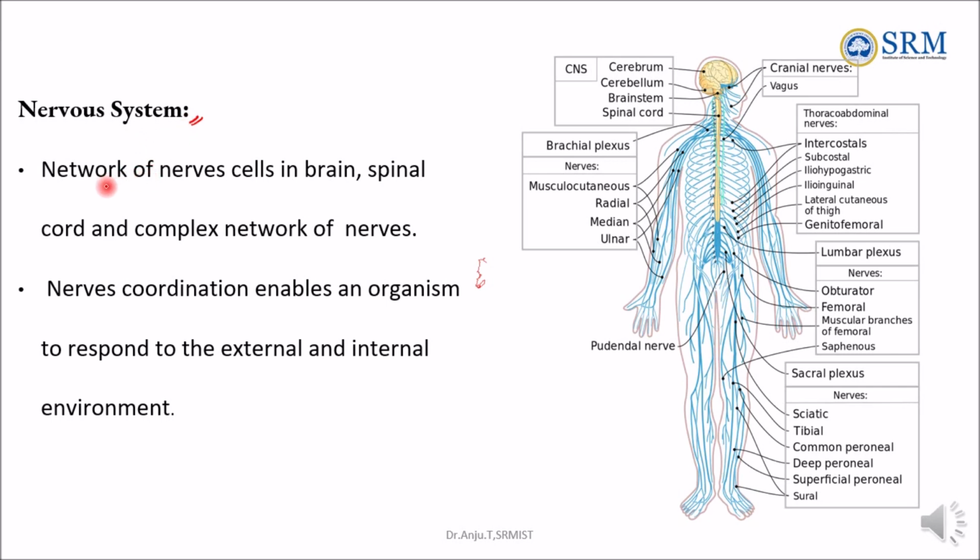The nervous system is a network. It is not just a single organ or a tissue. It is a network, just like the wires running between your computers. In the same way, inside your body it is a network of nerve cells. The nervous system is made of cells, and it is a network of these cells. Where are these cells present? In the brain, in the spinal cord, and in the nerves, which are cells like long fibers. So it is a network of all these nerves. How they function is through coordination. Nerve coordination enables an organism to respond to the external and to the internal environment.